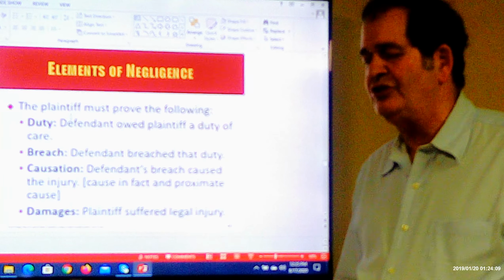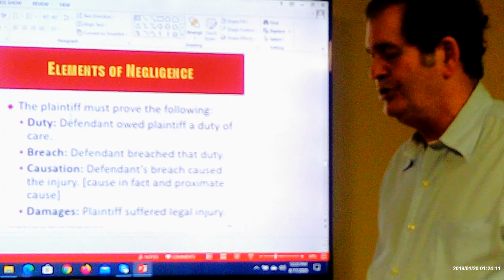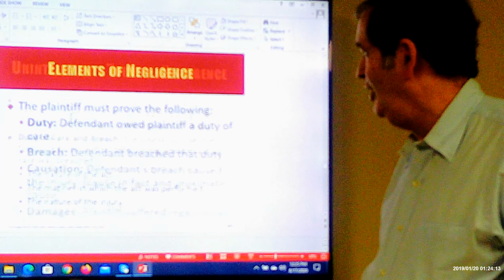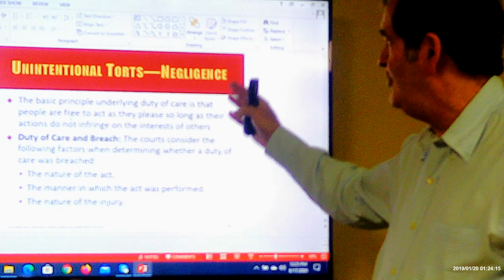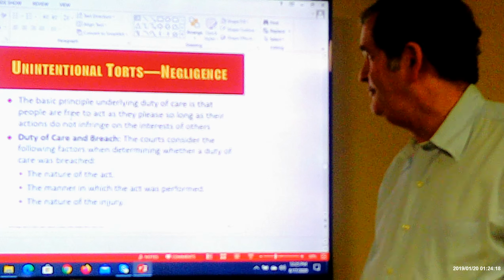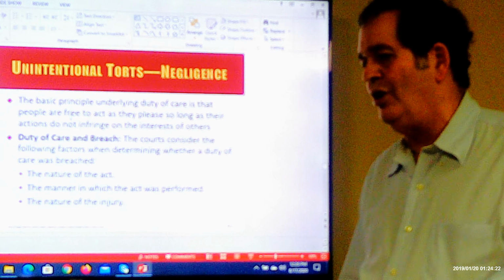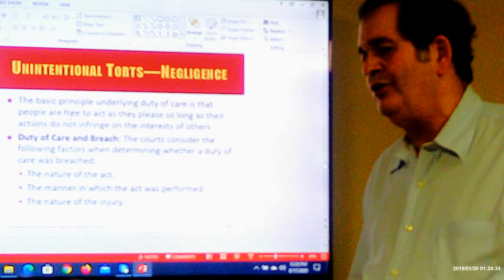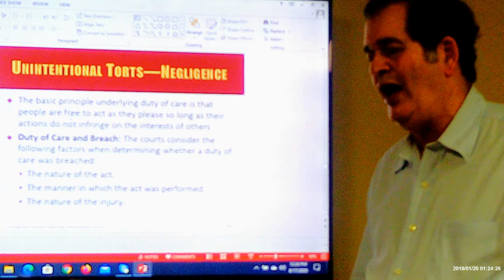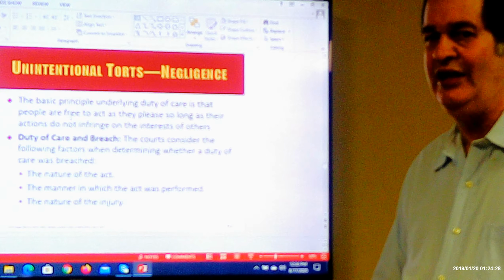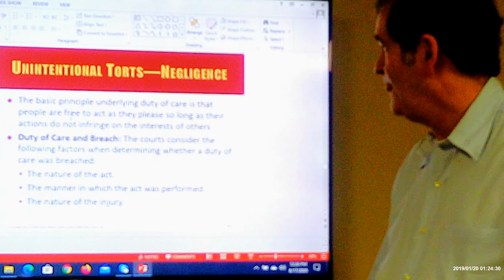The plaintiff has to have suffered some damage, some legal injury. Okay. Now the duty, where does the duty come from? The duty can come from a statute, from common law, or from the standard that we apply to how a reasonable person should act in a given situation.